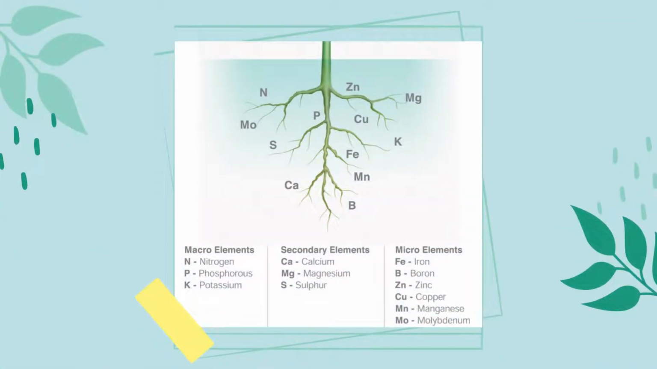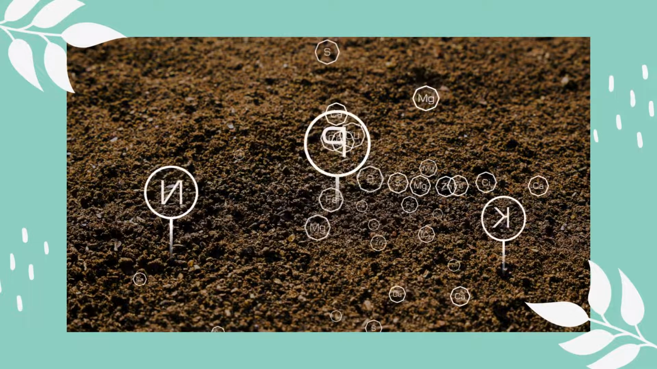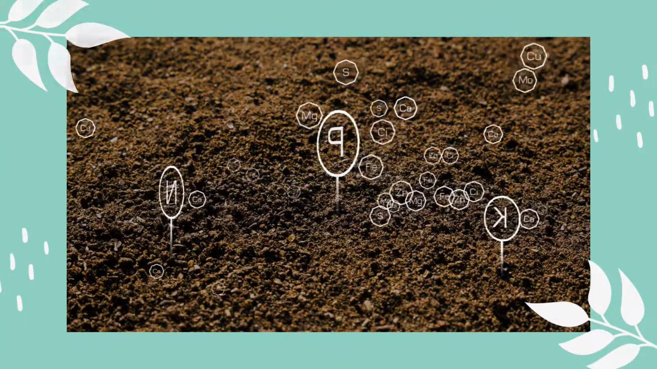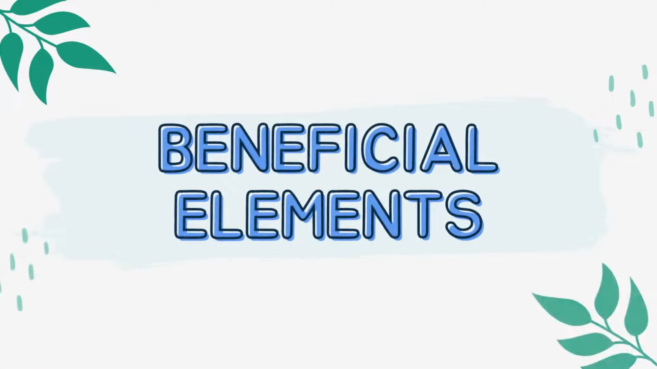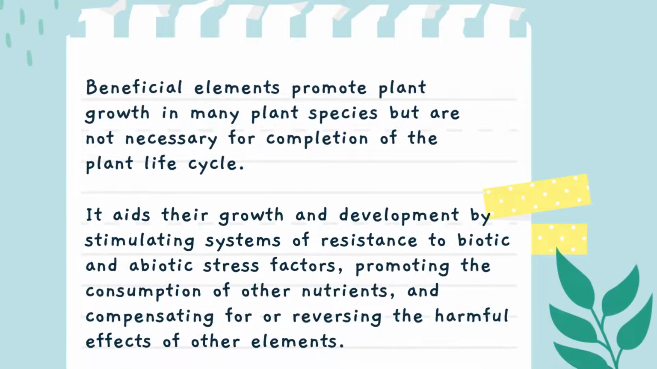Plants absorb most of the essential elements from the soil. Each element has a specific role in the plant's growth which any other element cannot replace. Next, we have the beneficial elements. Beneficial elements promote plant growth in many plant species but are not necessary for completion of the plant life cycle.